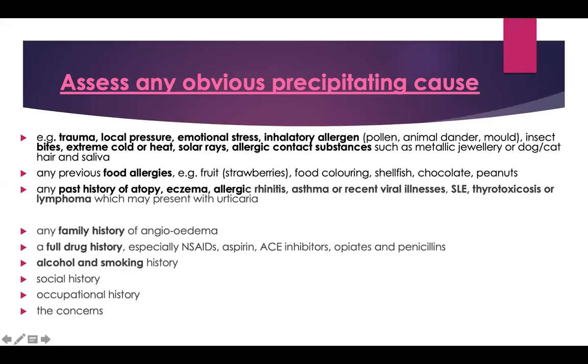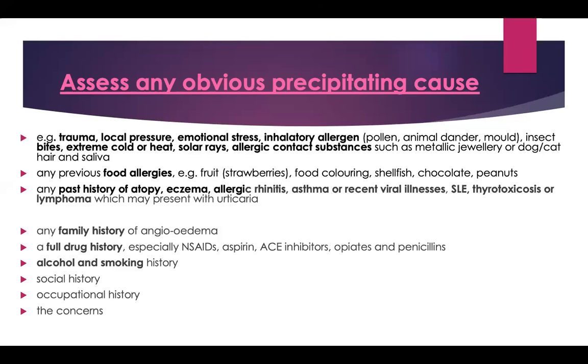If she has any previous food allergies such as fruits, strawberries, food coloring agents, shellfish allergy, chocolate, peanuts, these are common foods associated with allergy. Any past history of atopy or eczema, allergic rhinitis, asthma, recent viral illnesses, SLE, thyrotoxicosis, lymphoma, these may present with urticaria, but she doesn't have any.